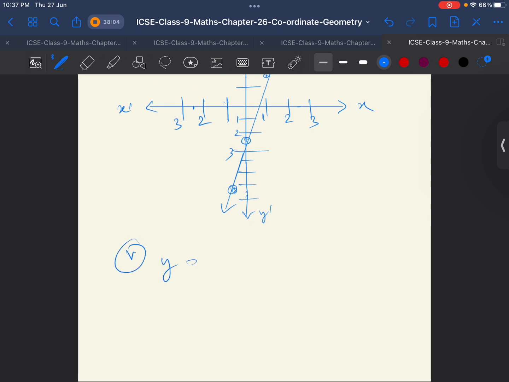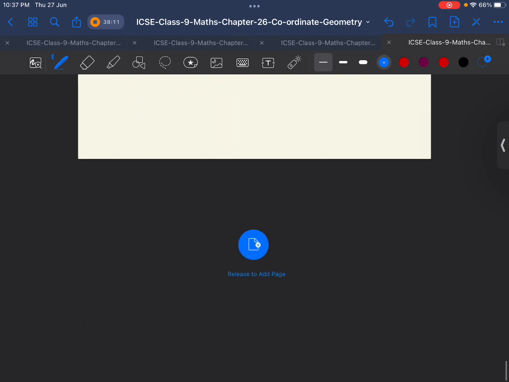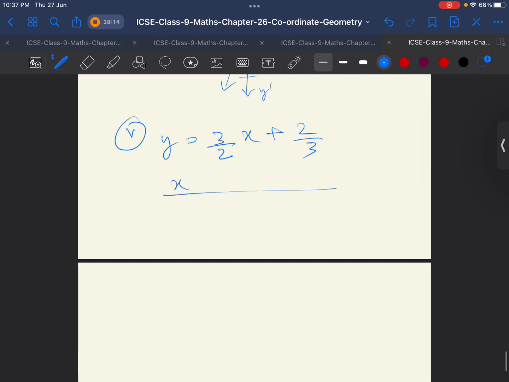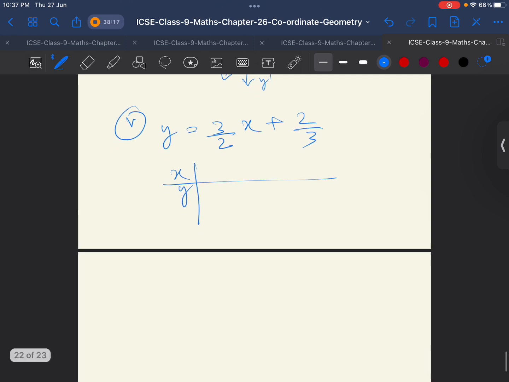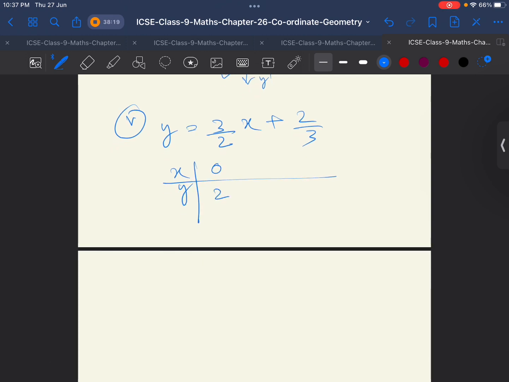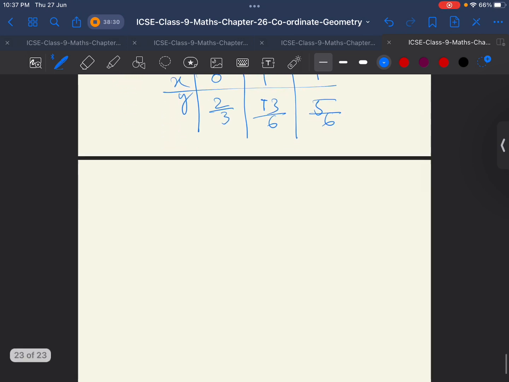then question 5, y equals 3/2 x plus 2/3. Now the table is x 0, y 2/3; x 1, y 13/6; and minus 1, minus 5/6. Okay, so the graph is here, x and x dash, y and y dash.